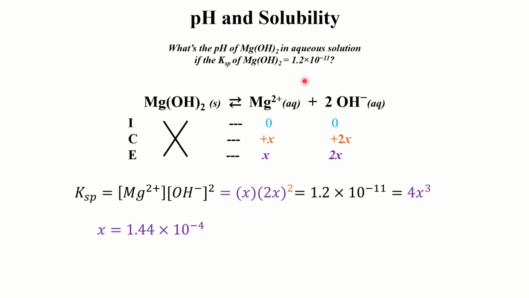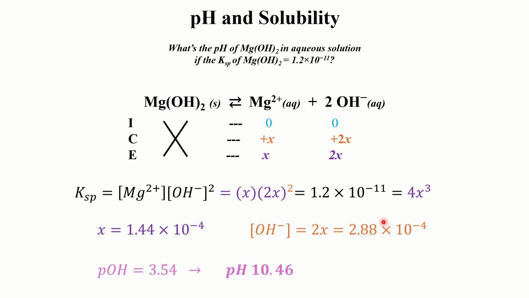Note that this question is not asking for the molar solubility. If it did, this would be the answer. This question is asking for the pH. So we should use that x value to solve for the hydroxide ion concentration. Here we established that OH- is equal to 2x, so OH- would be 2 times this value, which gives 2.88 times 10 to the negative fourth.